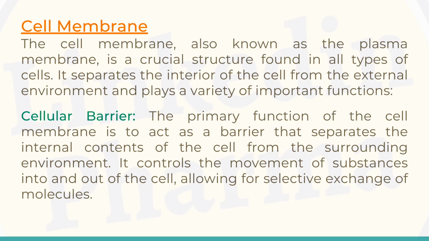Cell membrane. The cell membrane, also known as the plasma membrane, is a crucial structure found in all types of cells. It separates the interior of the cell from the external environment and plays a variety of important functions. Cellular barrier. The primary function of the cell membrane is to act as a barrier that separates the internal contents of the cell from the surrounding environment. It controls the movement of substances into and out of the cell, allowing for selective exchange of molecules.